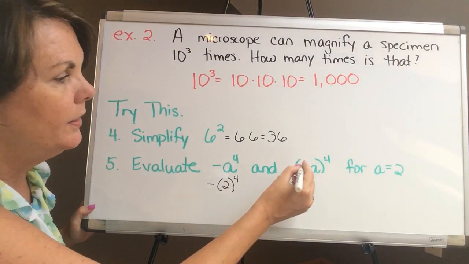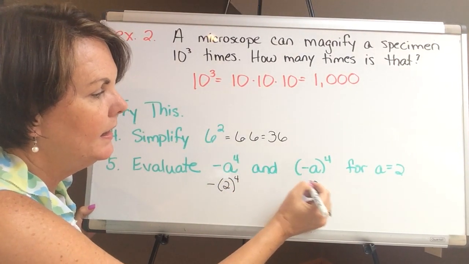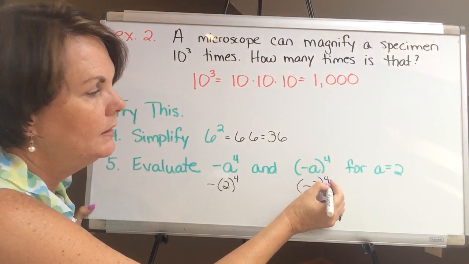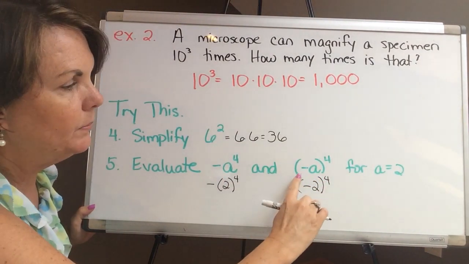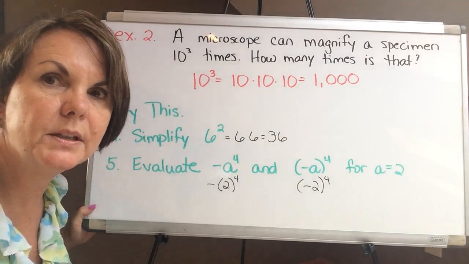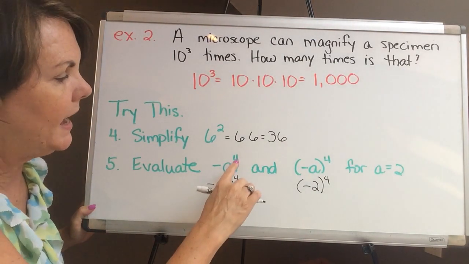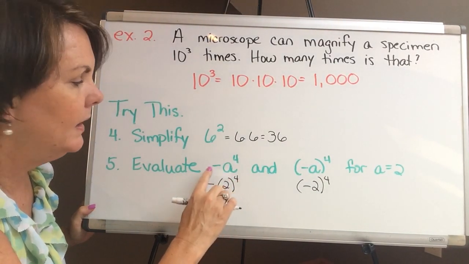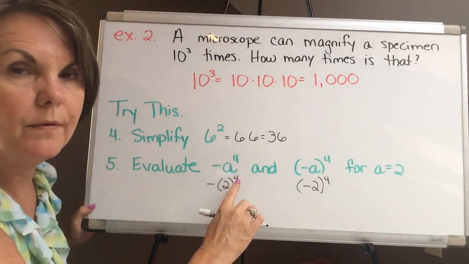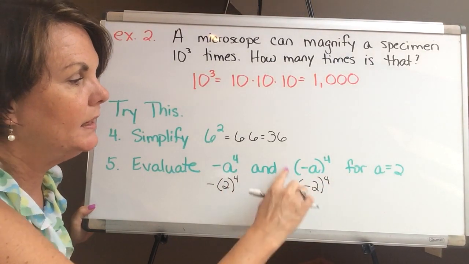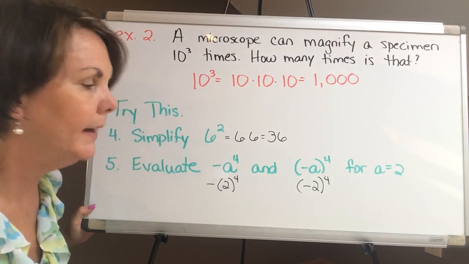All right, this I'm saying (-2) to the 4th power. So that parenthesis there changes the whole entire problem. All right, the exponent is going to the a. This is saying opposite of whatever that is. This exponent is going to a -a.